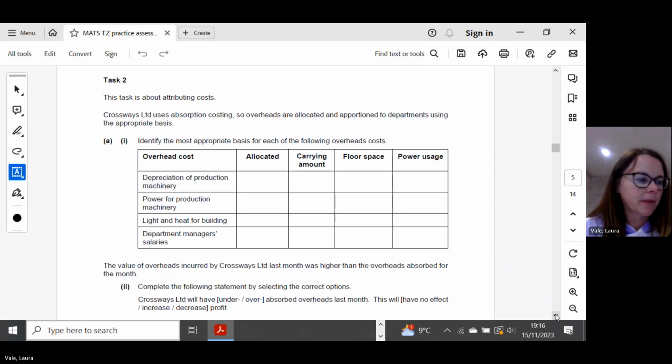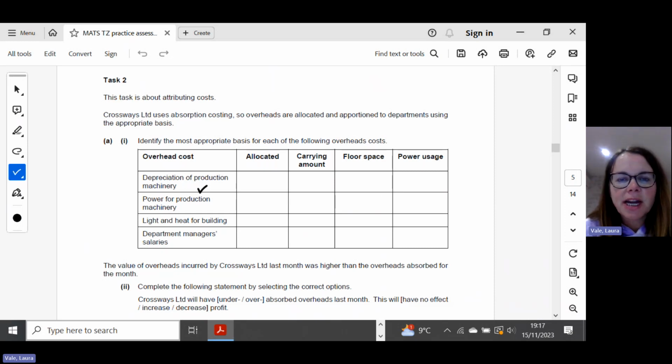Task 2. Attributing costs. So Crossways Limited uses absorption costing. So overheads are allocated and apportioned to departments using the appropriate basis. Identify the most appropriate basis for each of the following overhead costs. So we're not having to do it, we're just ticking.